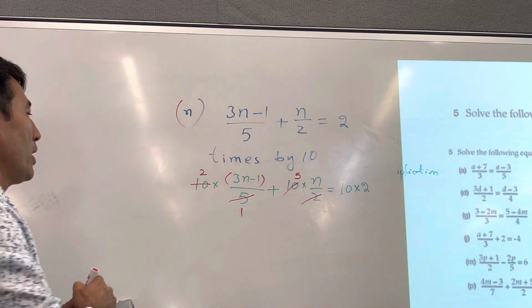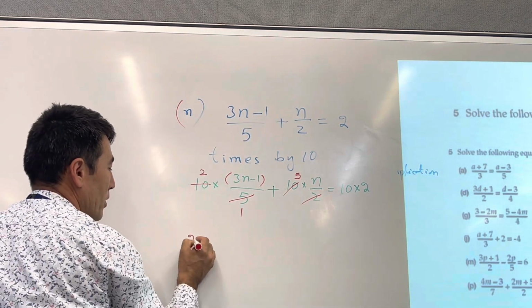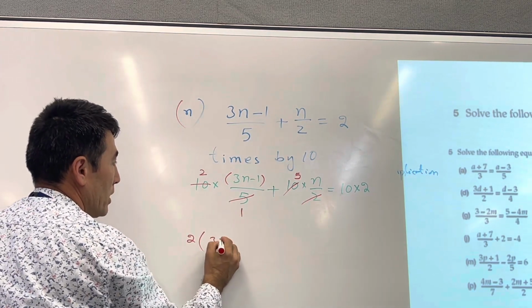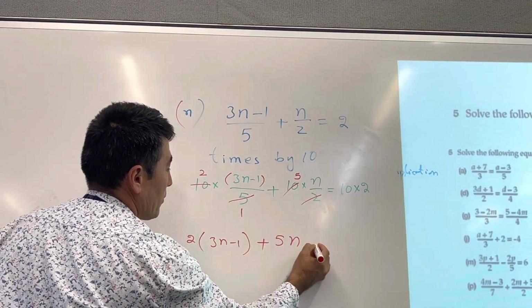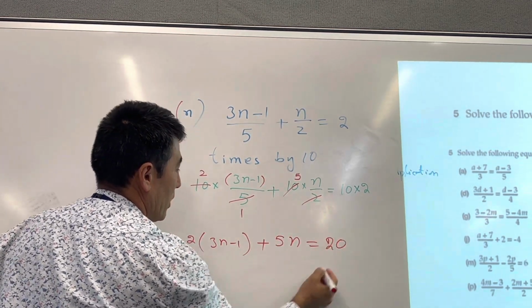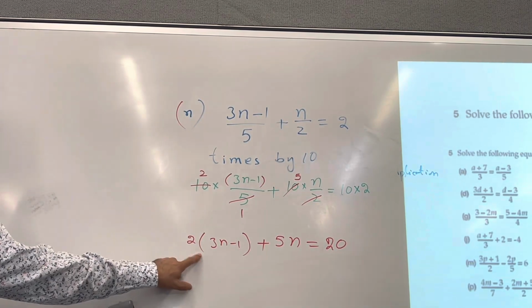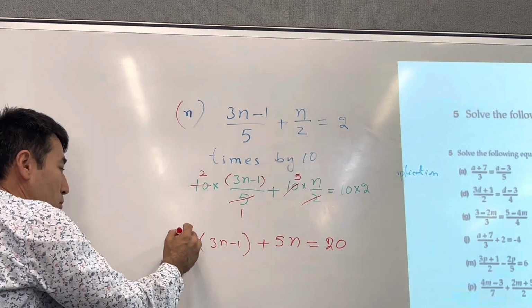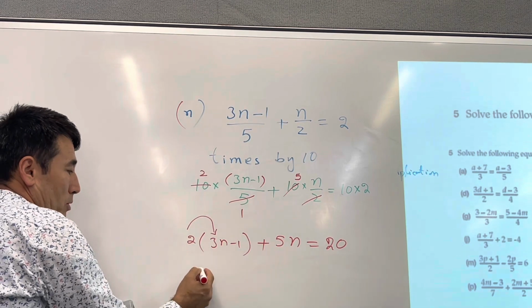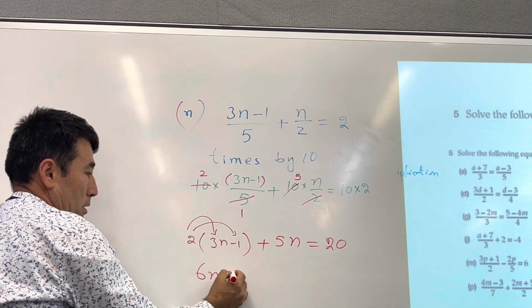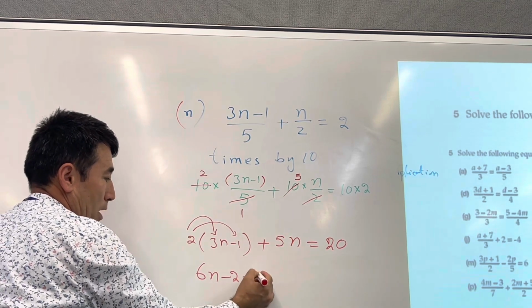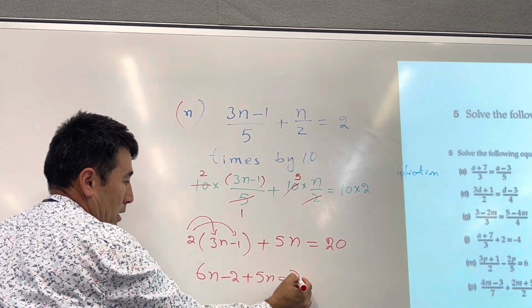Okay, let's go and we see what is left. 2 left. Inside the bracket we have 3 take away 1 left. Here 5 with n left. And then here 20 left, right? So guys, we need to open this bracket as we did in the previous question. 2 times 3, 6 and then 2 times negative 1, negative 2. Negative 2 plus 5n. The other step is easy.